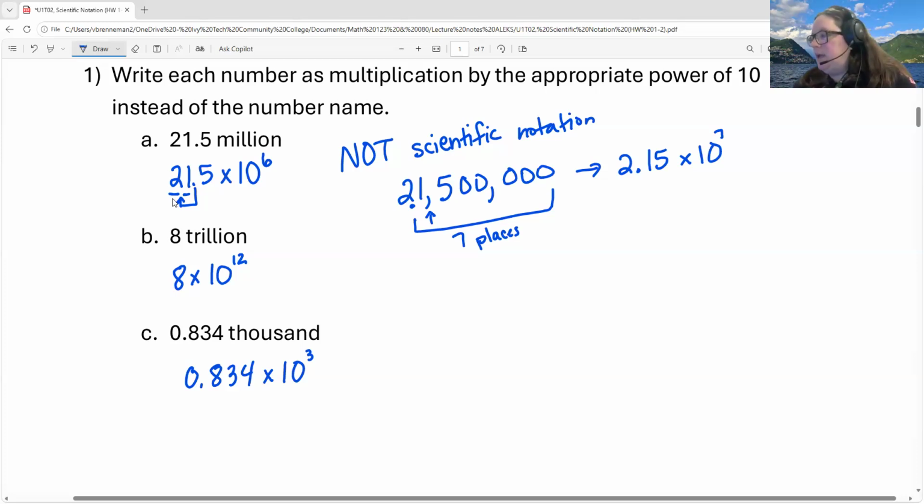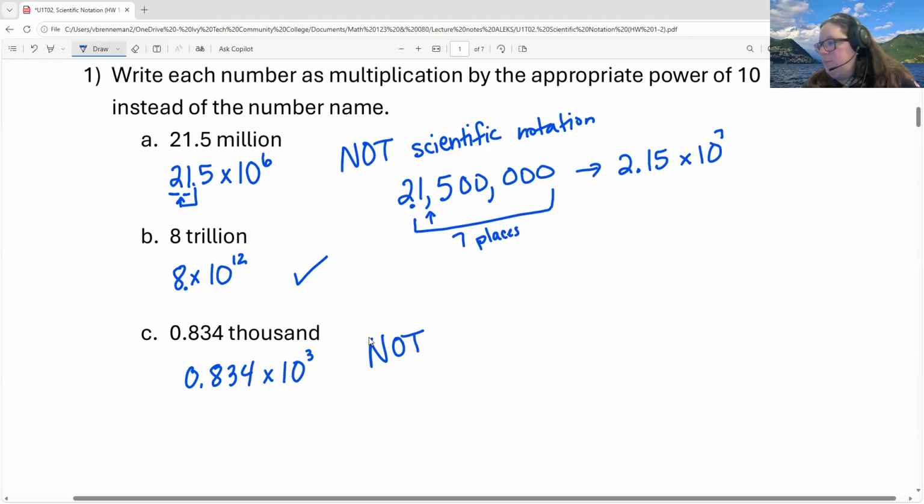8 trillion, 8 times 10 to the 12th. There's the unwritten decimal point. 8 is between 1 and 10. There's one non-zero digit. That one is fine. That one is scientific notation. 0.834 thousand. 0.834 is less than 1. The number before the decimal point is a 0. This one is not scientific notation.